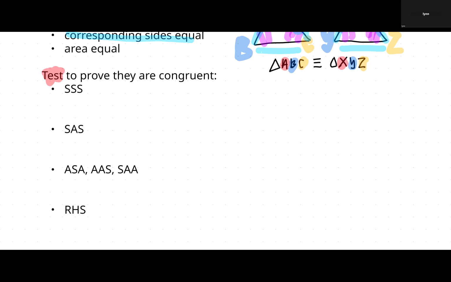Clear? There are some tests that you can only use for congruent. So what does that mean? It means that this test here is only for congruent. You cannot use it for similarity. So you can only use it for congruent. You cannot use it for similarity.